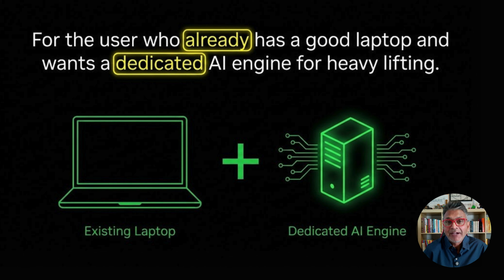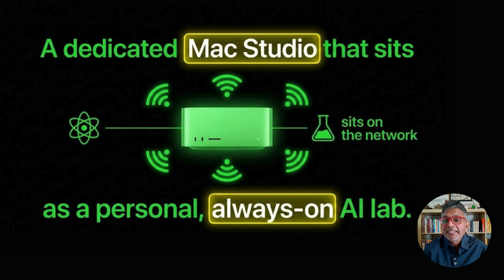The second scenario is my own setup. You already have a laptop you love, but it struggles with local AI workloads because of VRAM limits or thermal constraints. Instead of replacing it, you separate the responsibilities. That leads to a dedicated Mac Studio, a small, quiet box that lives on your network with one job: to act as an always-on personal AI lab.